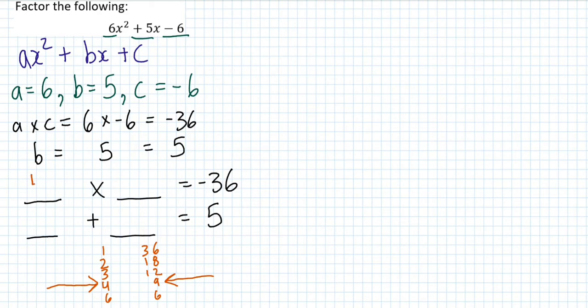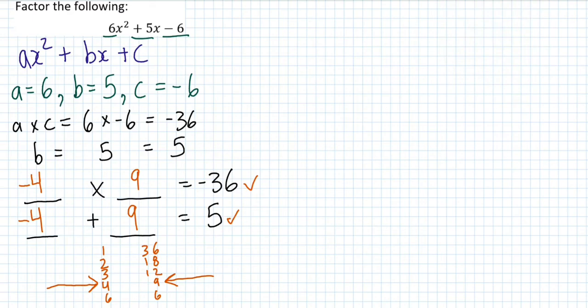So let's write 4 and 9. Now here's the problem. 4 times 9 doesn't equal -36. And 4 plus 9 does not equal 5. But what if we went -4? So -4 times 9 does equal -36. And -4 plus 9 does equal 5. So we know we have the right answer.